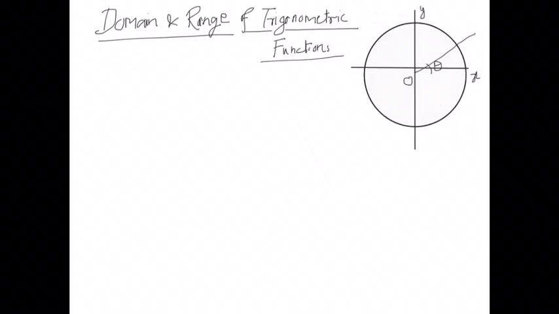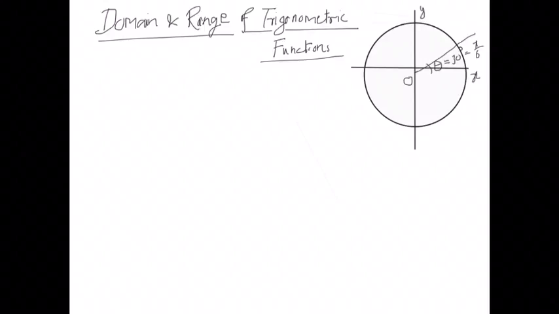Therefore, if this angle theta is 30 degrees, we will call it plus 30 degrees or plus pi by 6. And we don't have to show the sign plus in case an angle is positive.